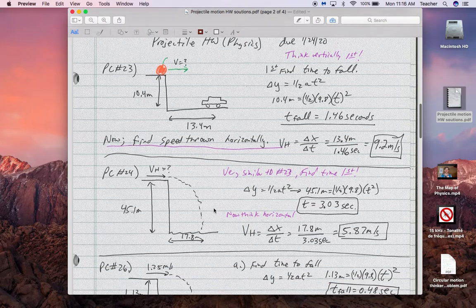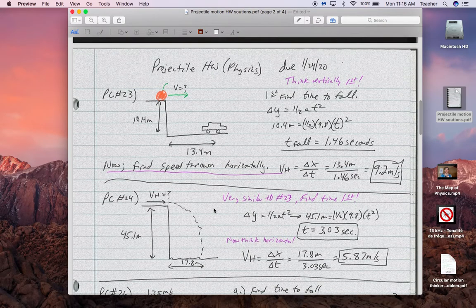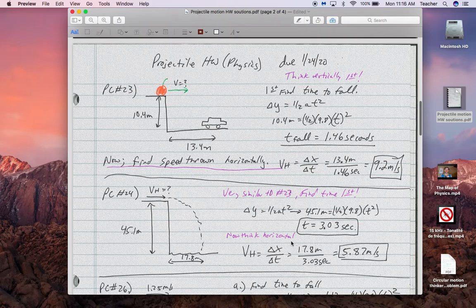PC24 is similar to number 23 and actually 21. So, actually, no, this is similar to 23. Find the time the same way we've done before with the vertical information. Now use this position and the time to get the horizontal speed.